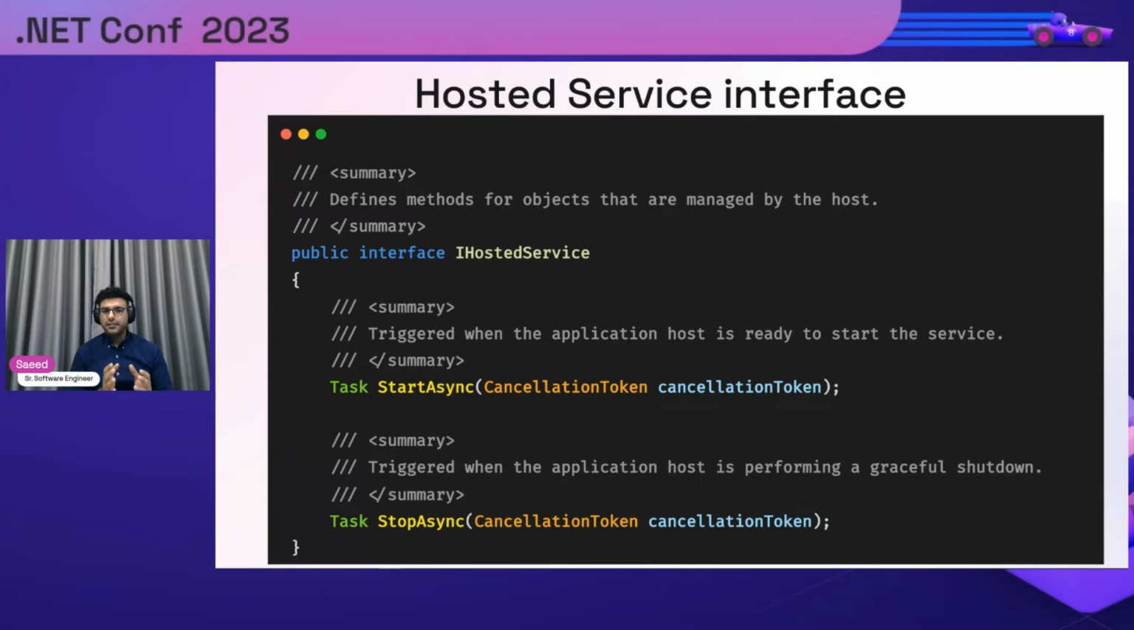StartAsync is called by the host right after we run the application, based on the order of the DI. And in any case that we want to stop or restart the application, there is the stop method, where maybe we want to clean up something. Maybe we want to, I don't know, clean up the cache or database. We can put our logic in the StopAsync method, and it will be called when the application is stopping.